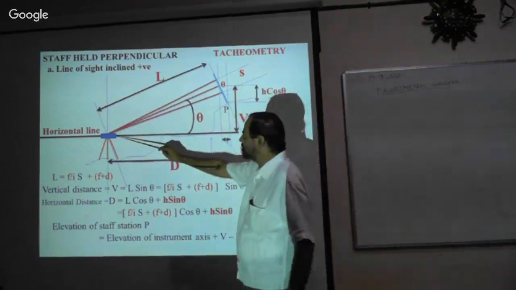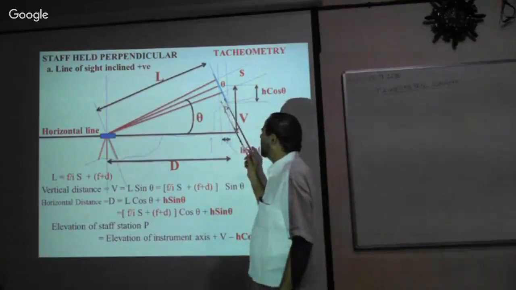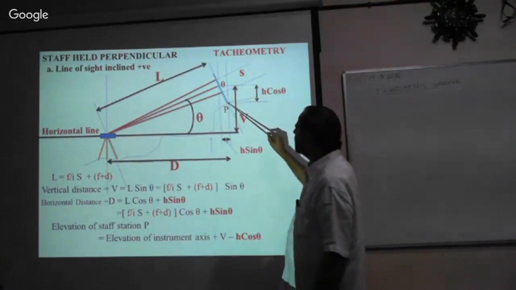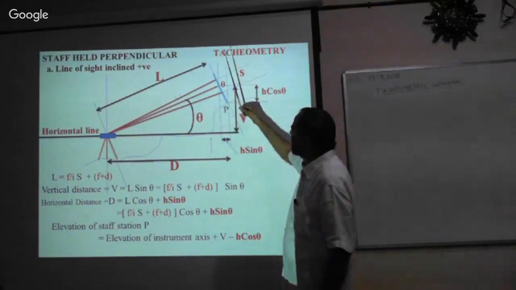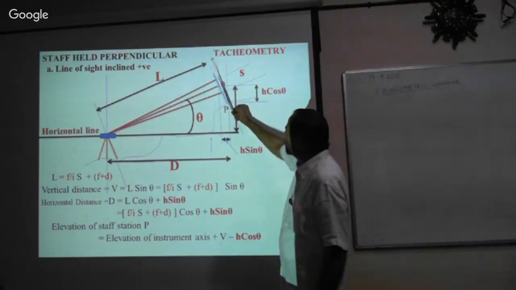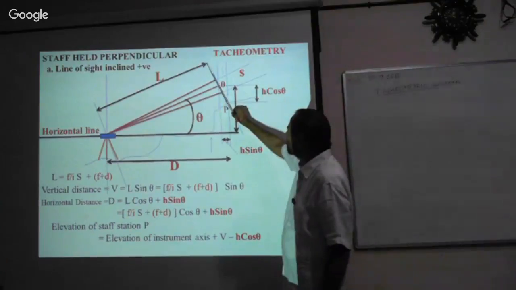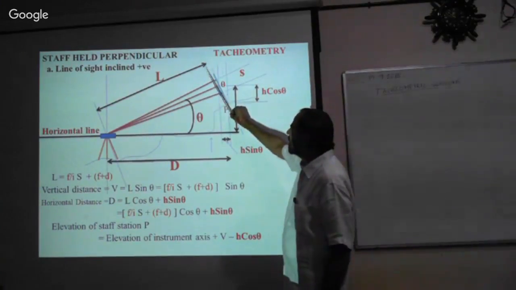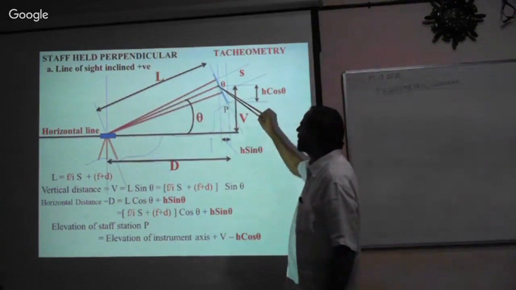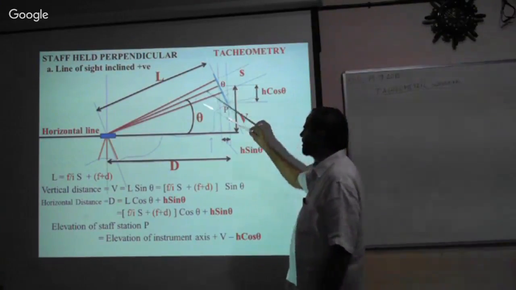Install the instrument, make all the temporary adjustments, then hold the staff perpendicular to the line of sight. Now this is the vertical, that is, the staff held vertical. Here the staff is held perpendicular to the line of sight. It is perpendicular.